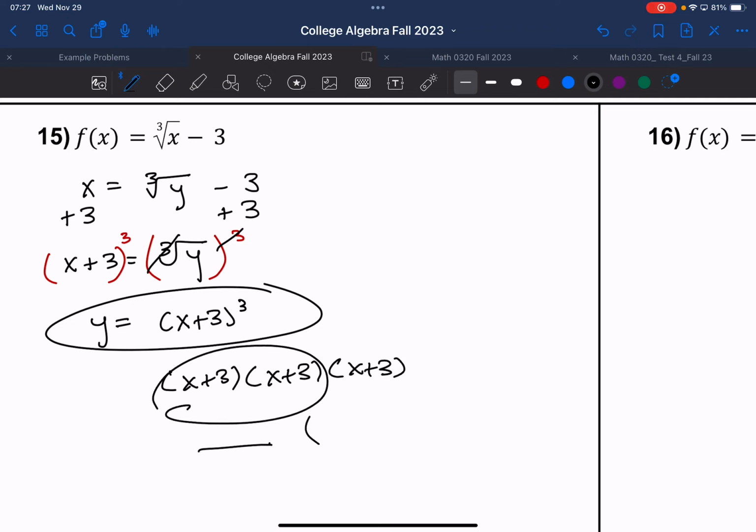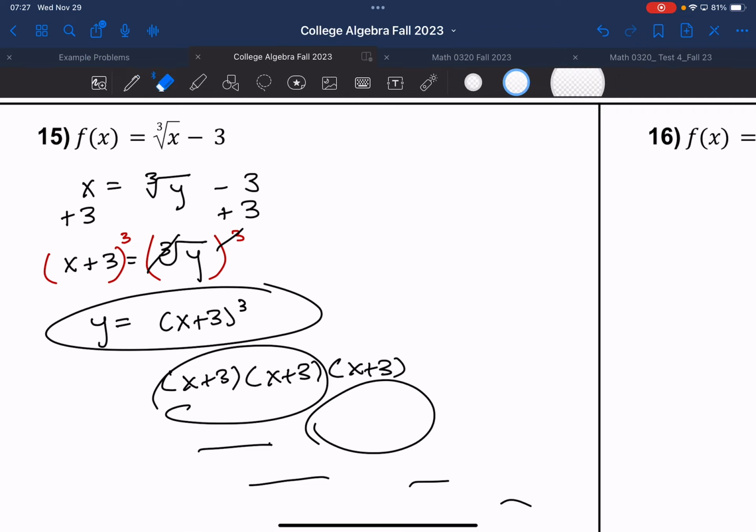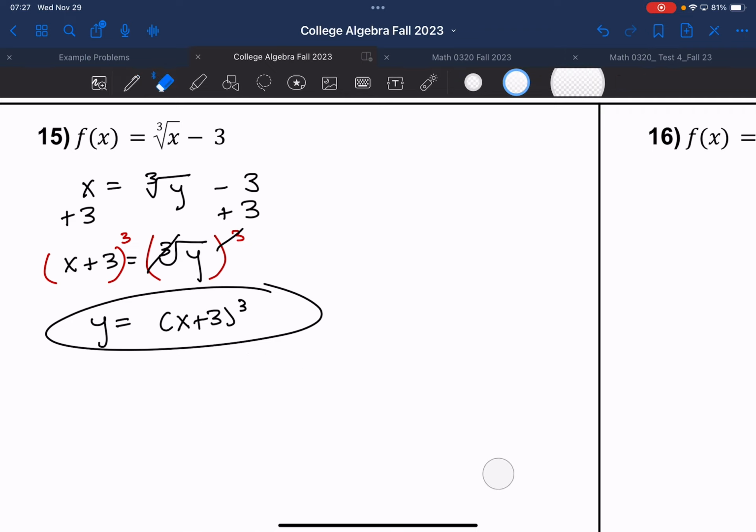FOIL, get something. FOIL again, get something. Simplify. I don't need that. Unless you want to. You don't have to. Because this question's only asking to find the inverse. It's not saying find the inverse and simplify your answer as much as possible. Just like on the exam, it'll just say find the inverse.